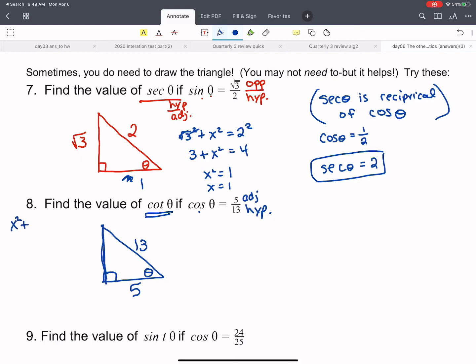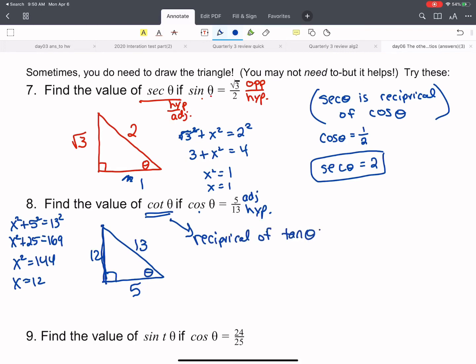X squared plus 5 squared equals 13 squared. X squared plus 25 is 169. X squared is 144. X is 12. So you should have gotten that that's 12. So now you can figure out what the other parts are. So cotan theta is the reciprocal of tan theta, which you know is opposite over adjacent.